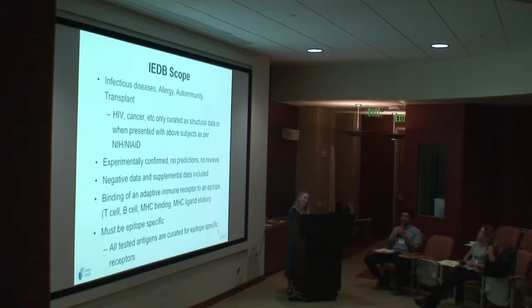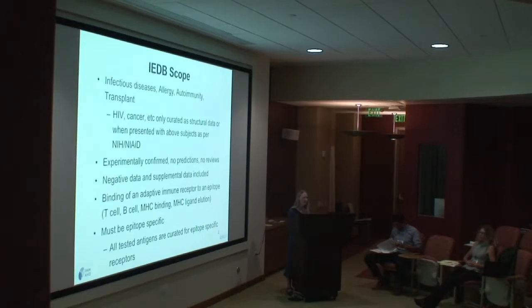And then, importantly, we always capture negative data and supplemental data. A lot of our data comes out in supplements, and we do include the negative data so you can make conclusions when something is not recognized. And so each of the experiments in the IEDB shows the binding of an adaptive immune receptor to an epitope. So we have T-cell assays, B-cell assays, direct binding assays, and MHC ligand elution assays. And Carrie and Eve are going to go into great detail about all those assays.